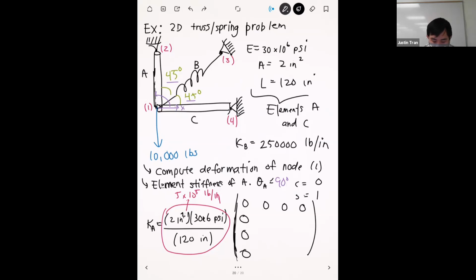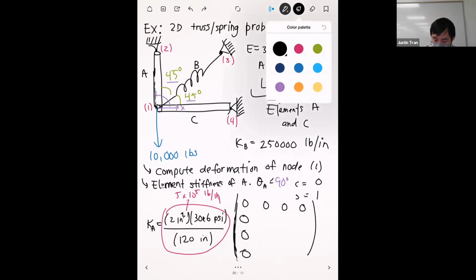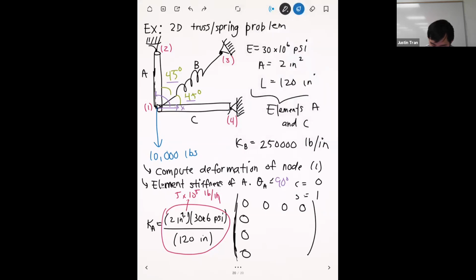For the next line, the first entry here is sine squared, and so sine squared is going to be equal to 1, okay? Next, we have cosine sine, and that's going to be 0 because our cosine is 0. And then finally, we have minus sine squared, so we have minus 1, okay? Once again, we've completed a whole other row, so let's go ahead and write that row into the column.